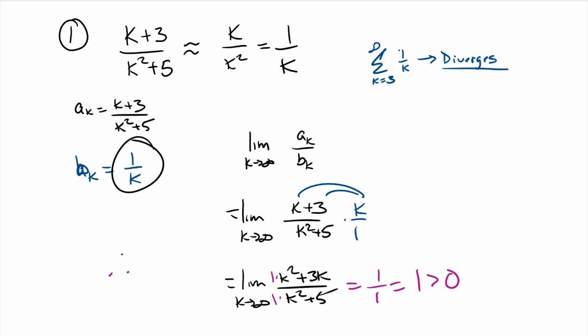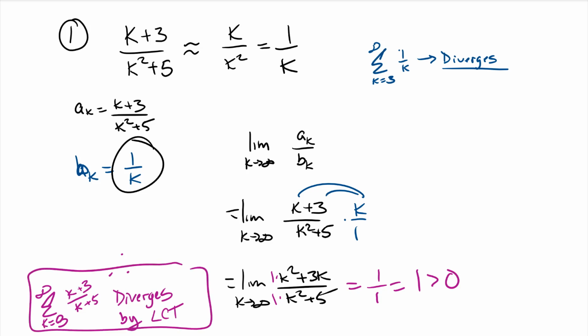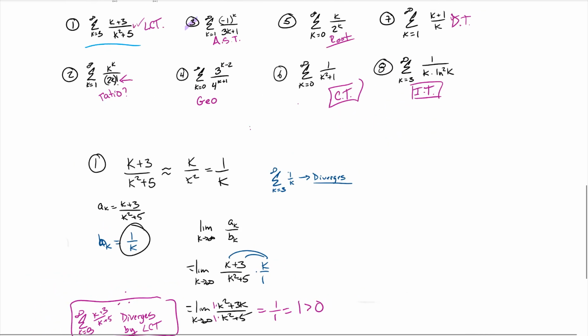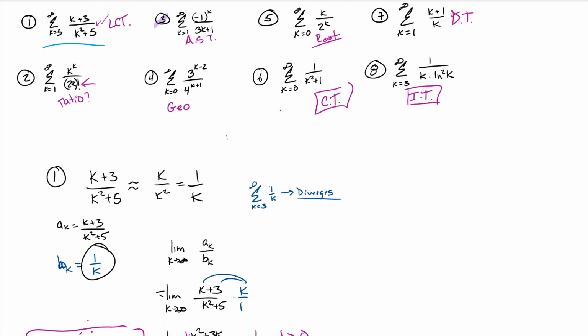Therefore, since b sub k diverged, the sum from k equals 3 up to infinity of k plus 3 over k plus 5 diverges by the limit comparison test. There's number 1. LCT worked. That makes me feel really good about the comparison test and everything else that we got. Let's move now to our ratio. Remember how we found our ratio? We looked and said, hey, there's a little exclamation point in this. Let's see if that works out.